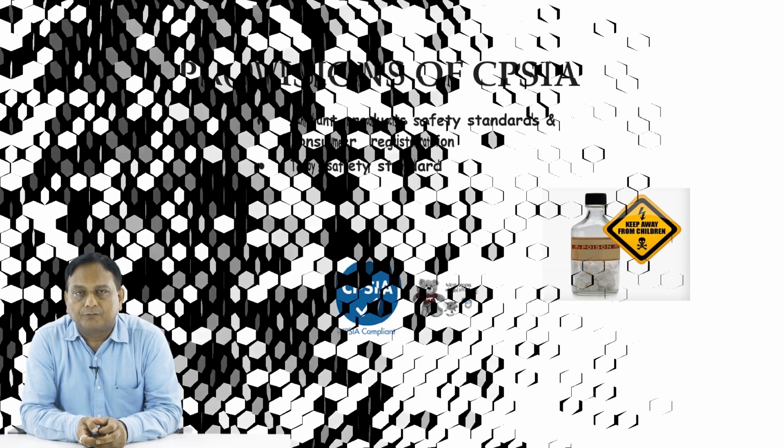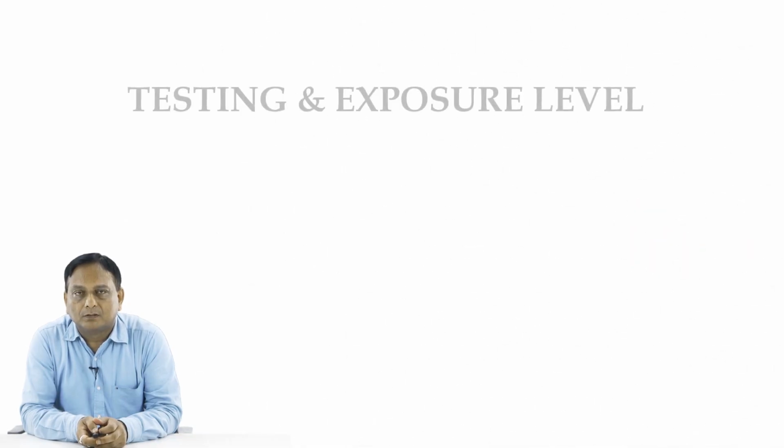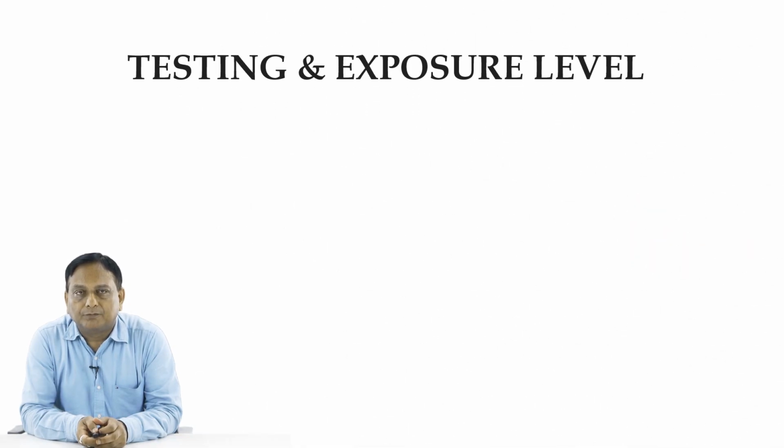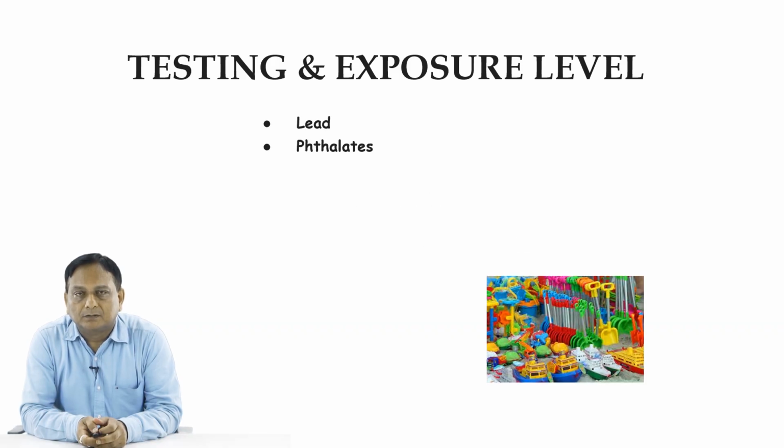So different harmful chemicals or harmful substances which are available in toys are covered under this. And if you see under this category, testing and exposure levels, lead comes first, which is a heavy metal, then comes phthalate. So these are the areas of concern under this CPSIA.